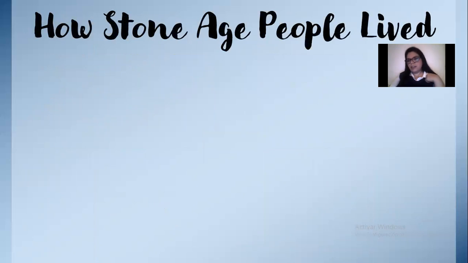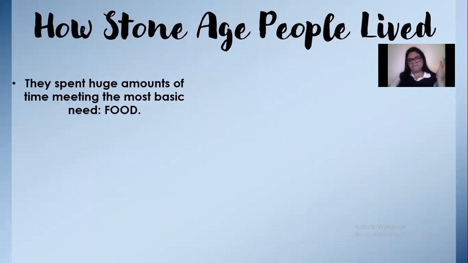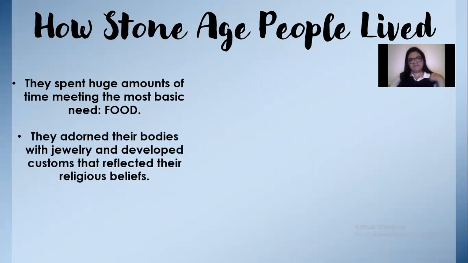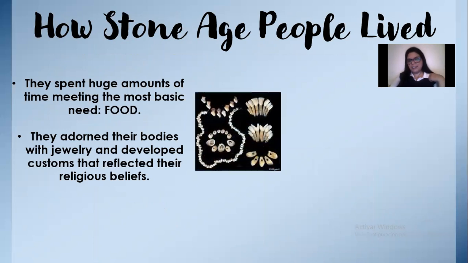How Stone Age people lived. They had a very simple way of life. They spent huge amounts of time meeting the most basic need, which was food. They adorned their bodies with jewelry and developed customs that reflected their religious beliefs. This is an example of the jewelry. Made of bones and little pieces of wood and shells. You see? This is prehistoric jewelry.